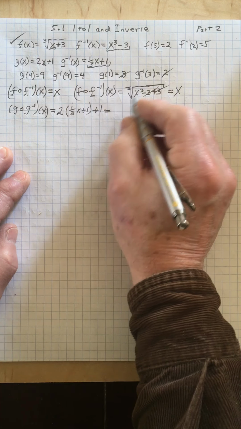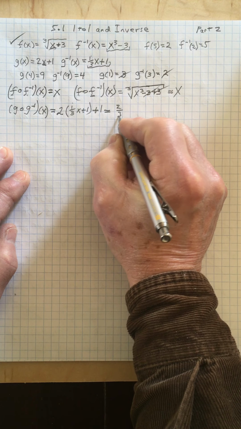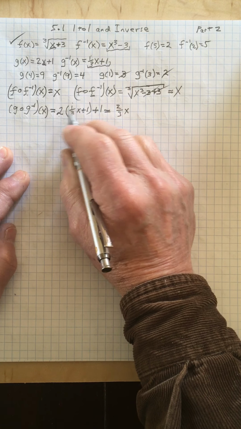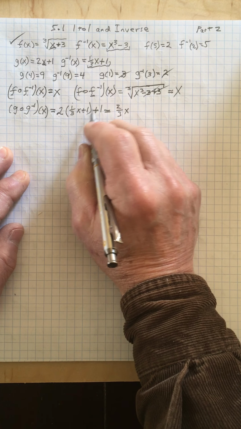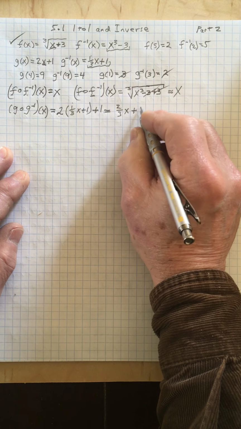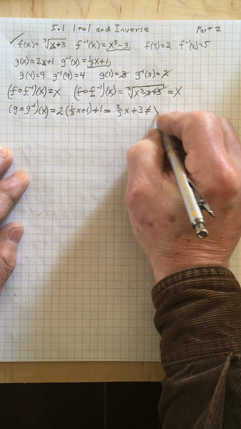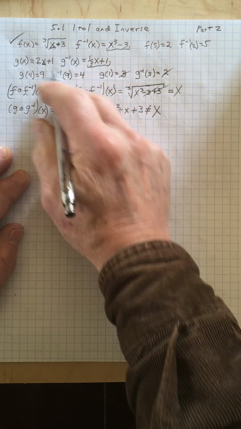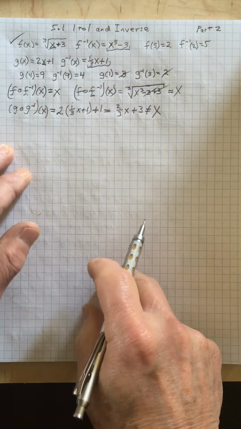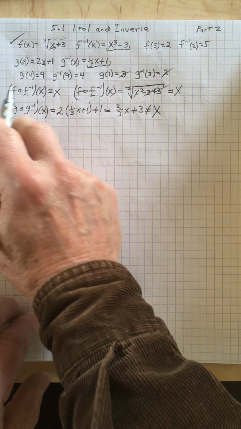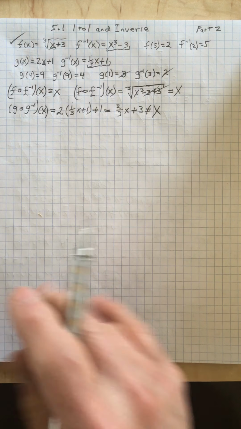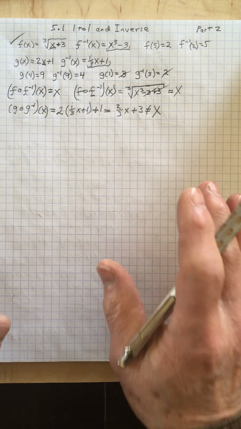I got 2/3 X plus 2 plus 1, that's plus 3. That does not equal X, so we know for sure that's not an inverse. Although we figured it out anyways because we found a point where it didn't work. But what you want to do to verify an inverse is to use the composite function of the function and the inverse. That's the test.